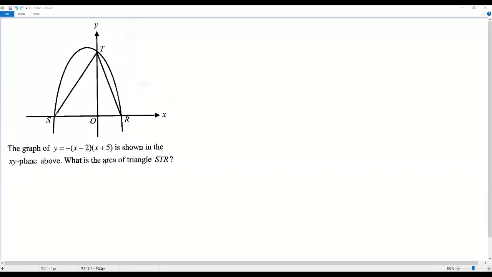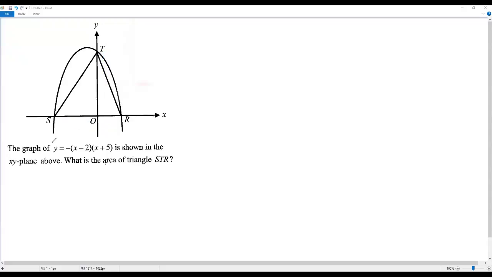Okay, in the given graph, the points S and R are the two x-intercepts of the parabola, because the parabola intersects the x-axis at S and R. And the point T is the y-intercept of the parabola, because the parabola intersects the y-axis at T. So my aim is to find the x-intercepts and the y-intercept of the parabola. Once I find them, I'll be able to get the length of SR, which is the base of the triangle, and the length of OT, which is the height of the triangle.